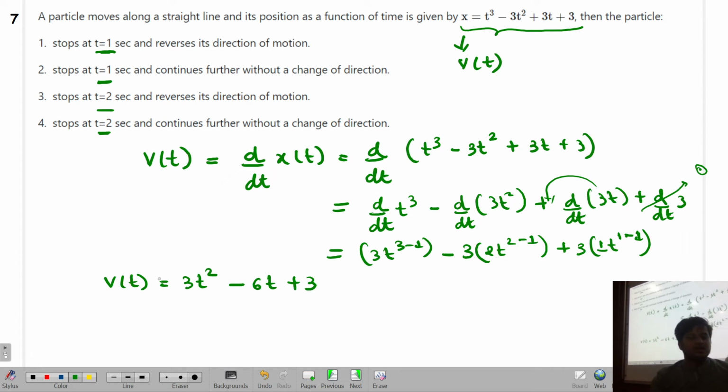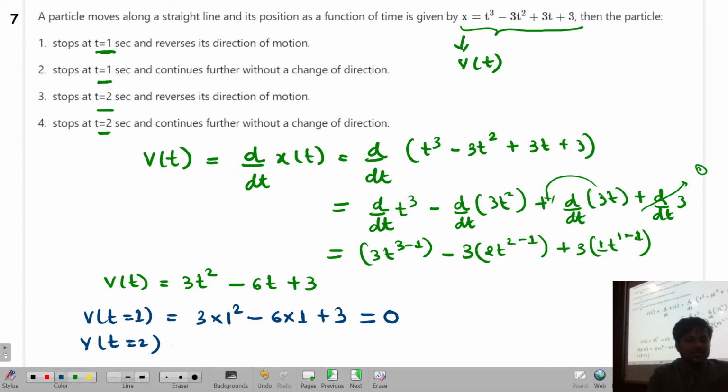This is the equation. Now check what I told. Check for t equal to 1 second and t equal to 2 seconds. What is happening? So velocity at t equal to 1 second: what is that? It is equal to 3 into 1 square minus 6 into 1 plus 3. So 3 plus 3 is 6, and minus 6 is equal to how much? 0. Velocity at t equal to 2: check it. 3 into 2 square minus 6 into 2 plus 3. How much is that? 4 threes are 12, so 3 meters per second.